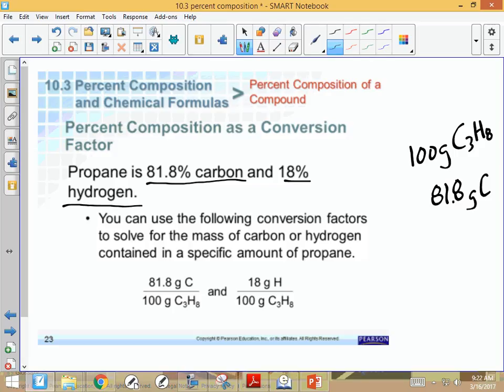And how many grams of hydrogen would be in 100 grams of propane? 18.2 grams of hydrogen, okay? You see that? I'm assuming that I have 100 grams. Therefore, I'm automatically converting my percent into a number of grams. And I can use those as conversion factors to solve for the mass of carbon or hydrogen contained in a specific amount of propane. Here are my conversion factors. 81.8 grams of carbon per 100 grams of propane, because I'm assuming I have 100 grams of propane. And 18.2 grams of hydrogen over 100 grams of propane. Those are my two conversion factors. How could I use them?